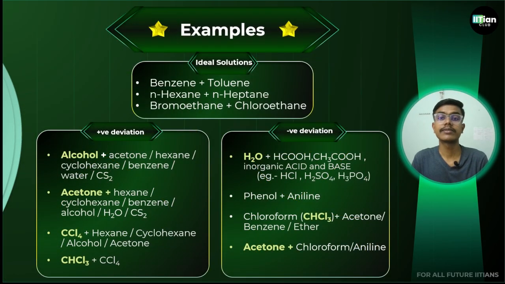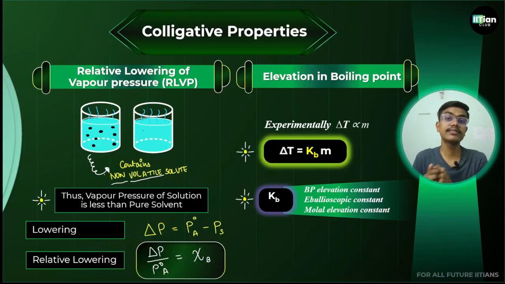And these examples are commonly tested in JEE Mains. So I would suggest you to take a pause and note all these examples and move ahead, because these are very important. Next topic is colligative properties. There are 4 colligative properties, and the first one is relative lowering of vapor pressure.